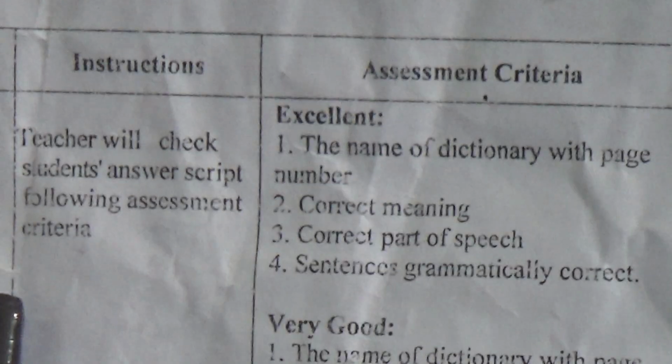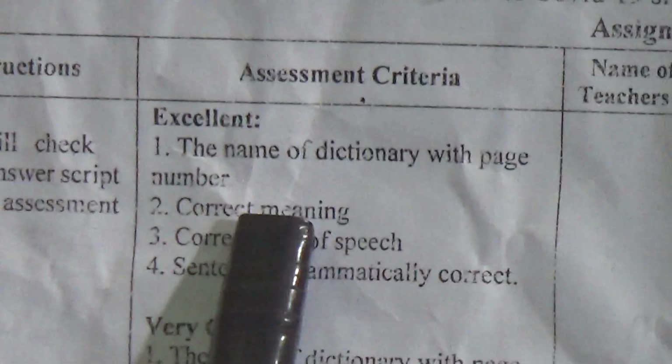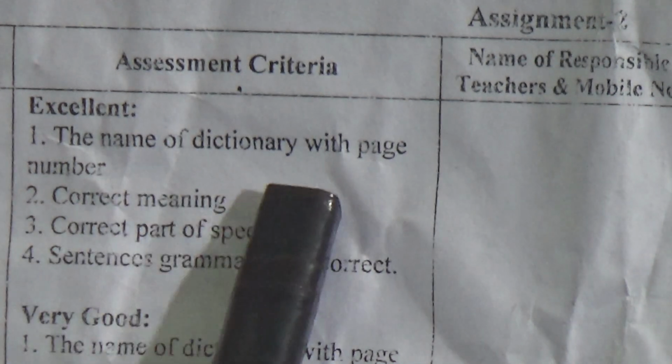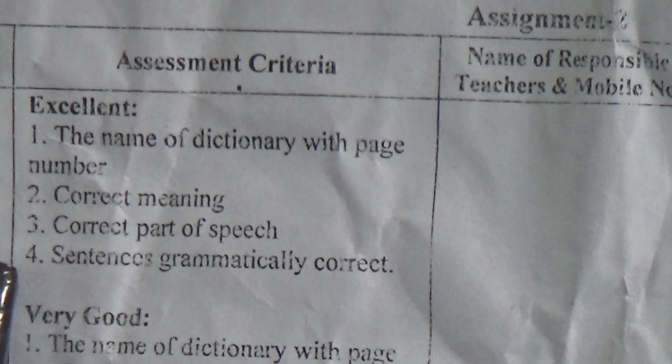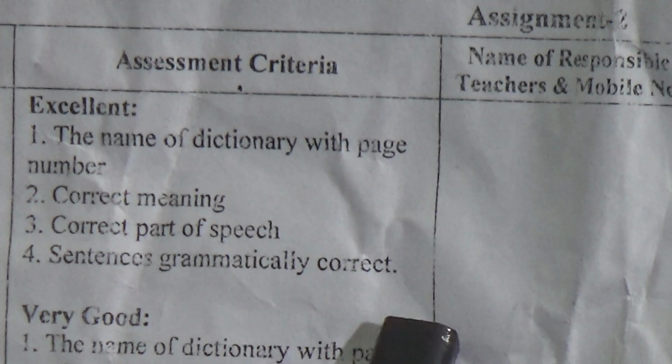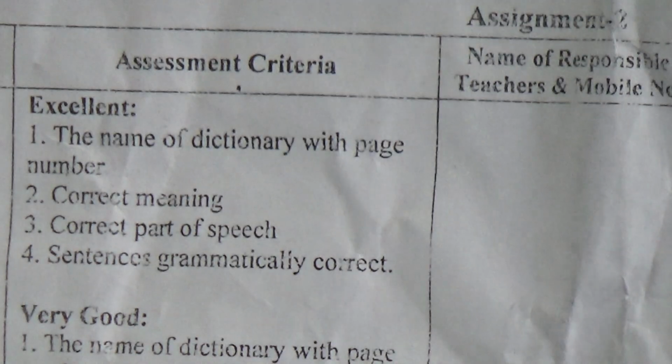Okay dear students, look at the instruction: the teacher will check students' answer scripts following the assessment criteria. You have to maintain this rule, then you will get excellent. Number 1, the name of the dictionary with page number. Number 2, correct meaning. Number 3, correct parts of speech. Number 4, sentences grammatically correct. So dear students, now I am going to say its answer.